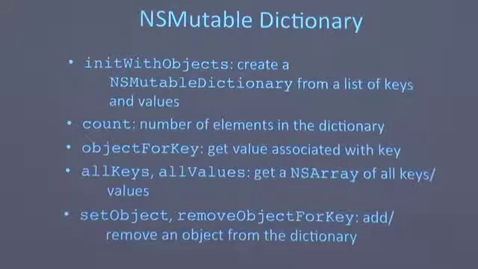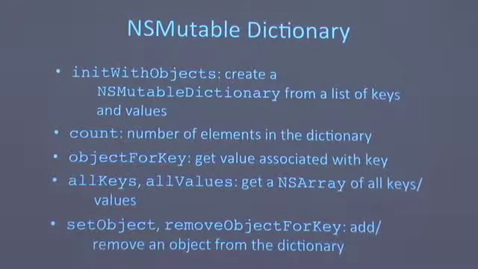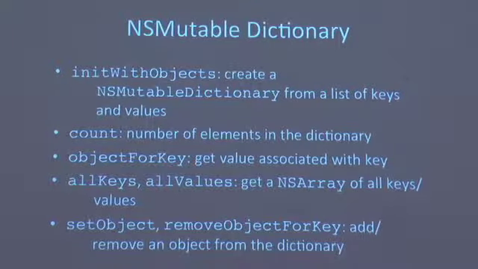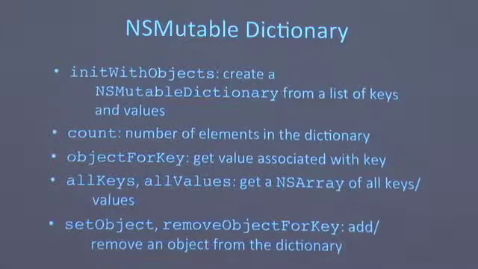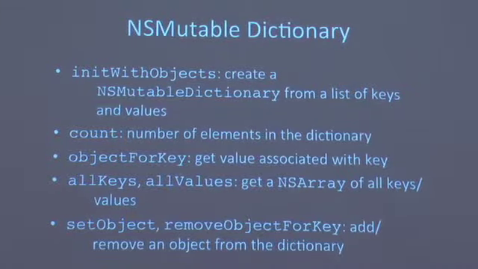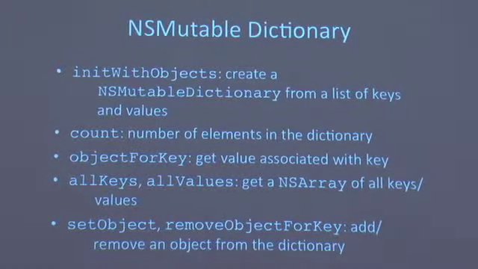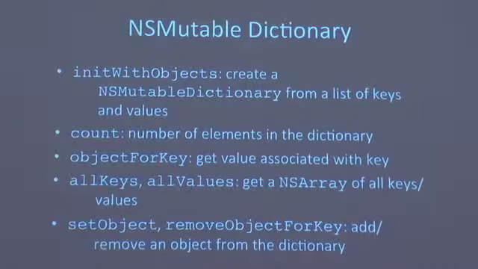And similar to that, we've also got an NSMutableDictionary, which is like a hash or dictionary, associative array, whatever you want to call it. Again, you can init with a number of objects. You can get the count. You can check the object for a key. So this is getting to that sort of key value idea of the associative array. You can get all the keys. You can get all the values. And then you can set or remove objects from the mutable dictionary.